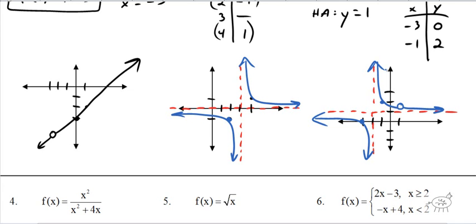Okay? So notice I got the hole. If you forget the hole, you're going to lose a point. So don't just cross stuff off. Make sure you put the hole in there at x equals 1. And that's your graph. Okay?